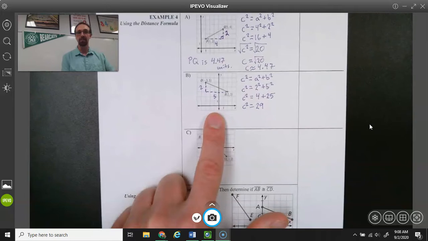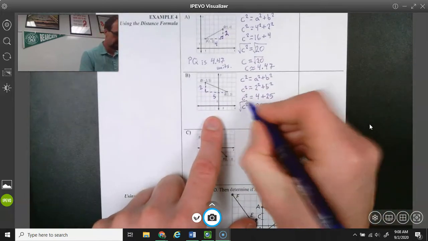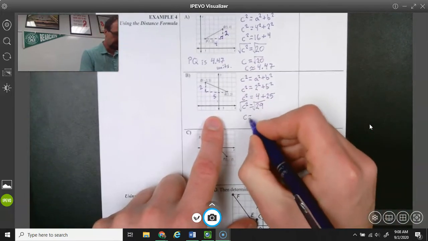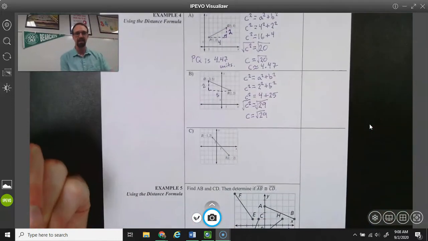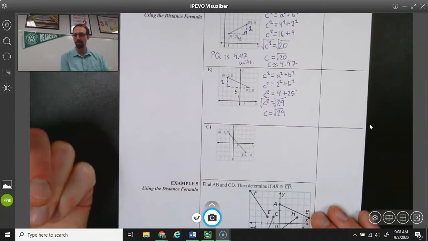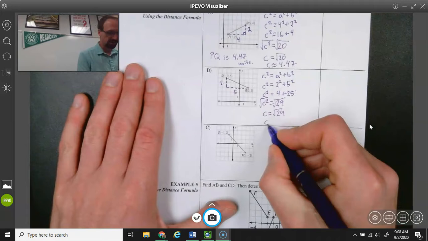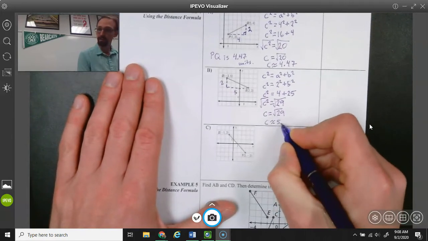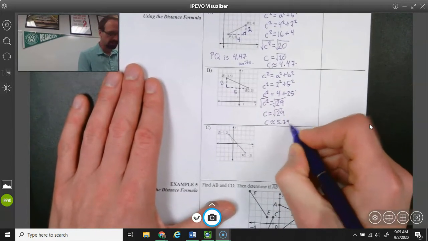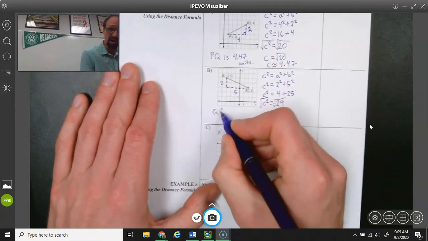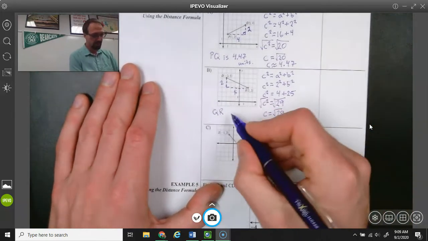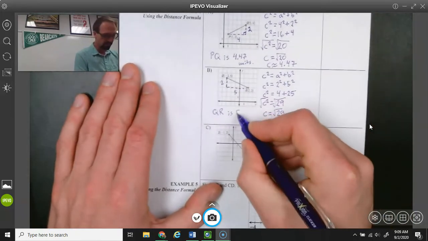So then when I take the square root of both sides, I get c equal to the square root of 29. Again, this does not give us a terminating answer when we type this in our calculator. So if I approximate it, it would be approximately 5.39. So the distance of Q to R, in this case, is 5.39 units.